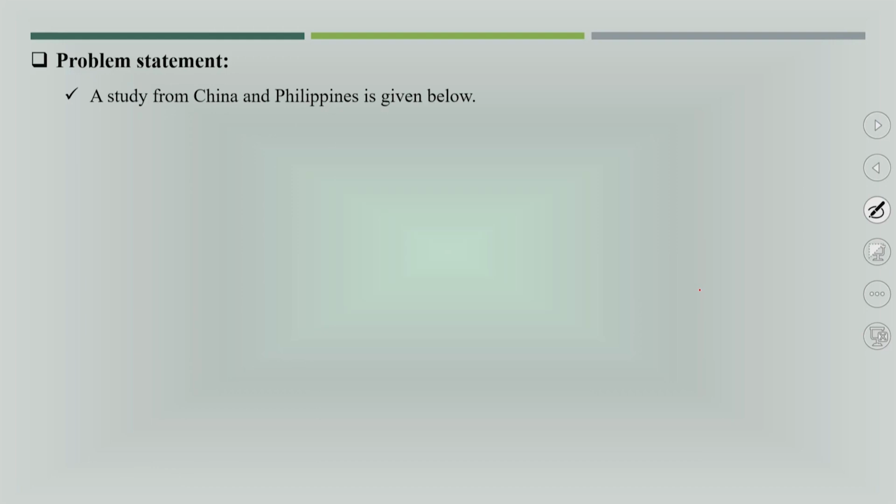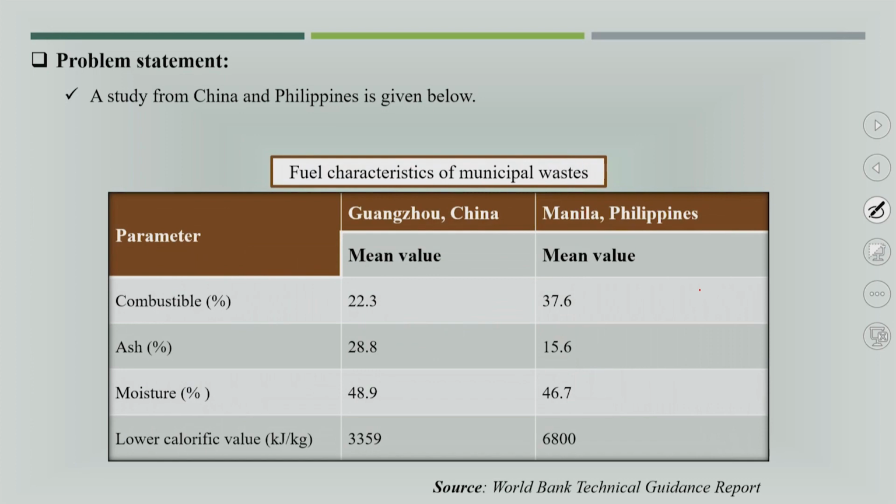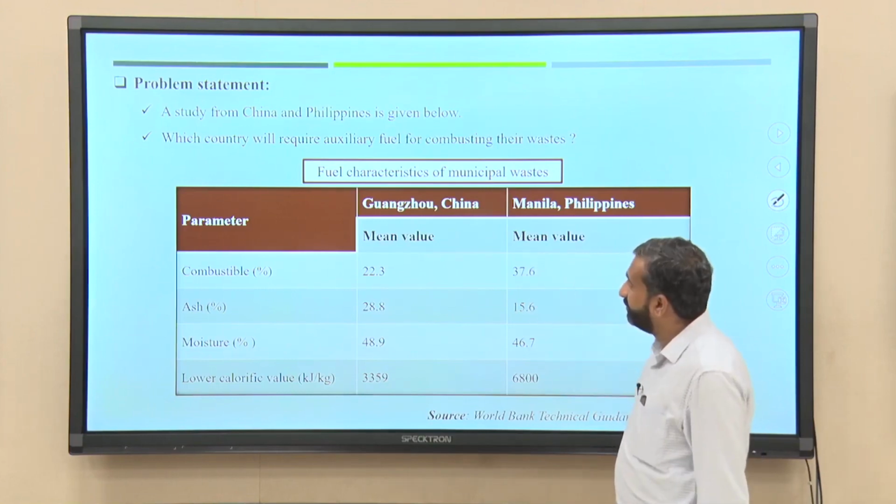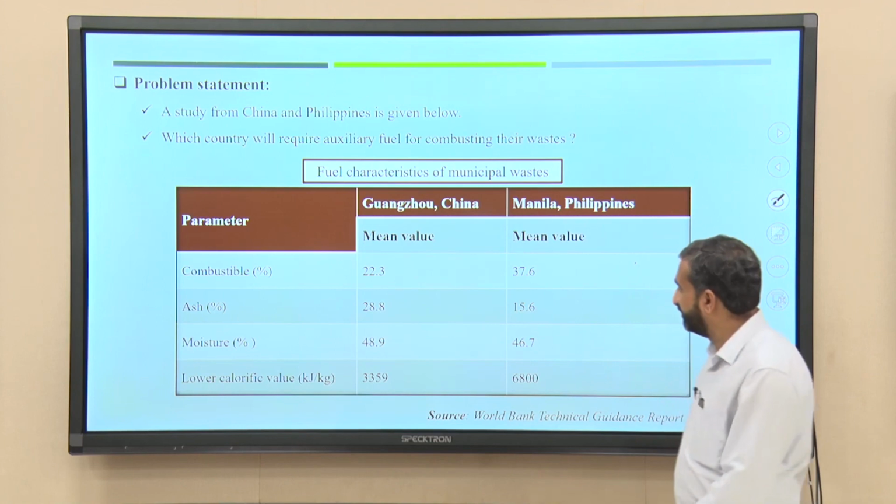The problem statement is that a study from China and Philippines is given below. The waste characteristics are given: for Guangzhou, China, the mean values of combustible percent, ash content, moisture, and calorific value are given, and similarly for Manila, Philippines, some values are given. Now we will plot based on the Tanner diagram. The question is which country will require auxiliary fuel for combusting their waste. Based on the Tanner diagram, we can know whether the waste will require auxiliary fuel or not.